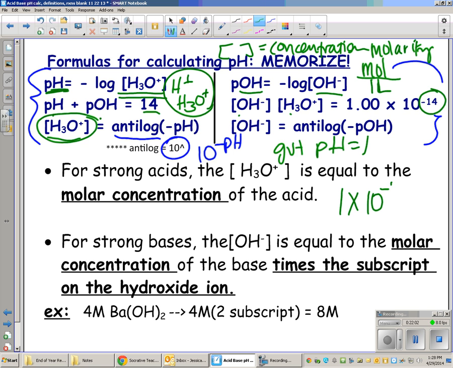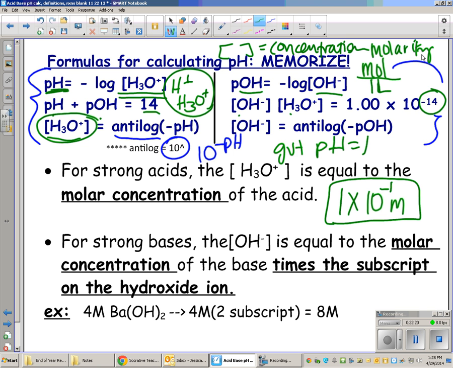10 to the negative 1, right? Molar. So the concentration of hydronium is 1 times 10 to the negative 1 molar. That's 0.1 molar. That's pretty strong actually for the gut, for something inside your body. Okay, if you have a pH, we'll do some more examples in a second. Let me go through this first.